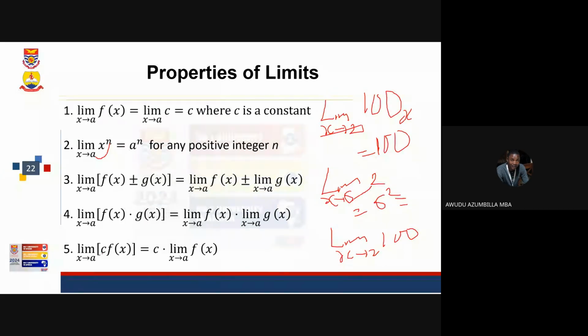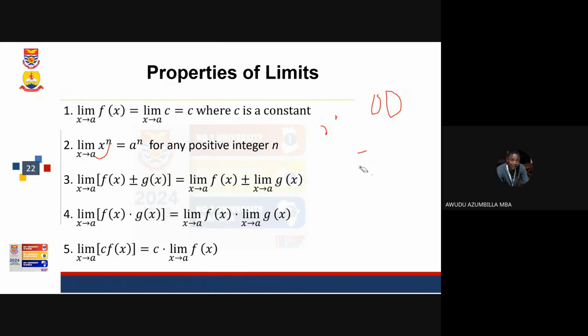So we look at the third limit, or the third rule. The third rule is also saying that if we are adding or subtracting two limits, you have to be explicit on them. Don't lump them up. Separate them nicely. You see, this limit here is standing alone, and you have a bracket closing them.